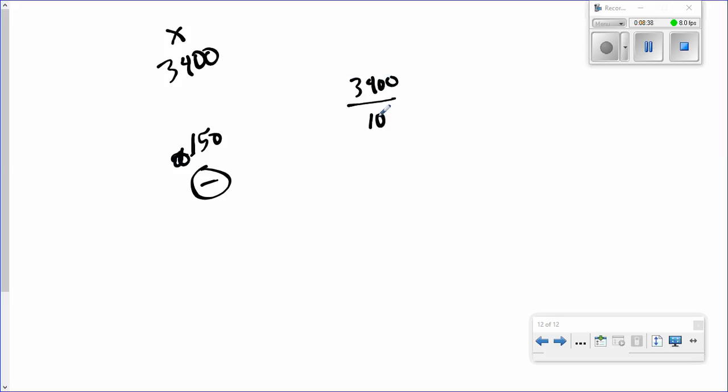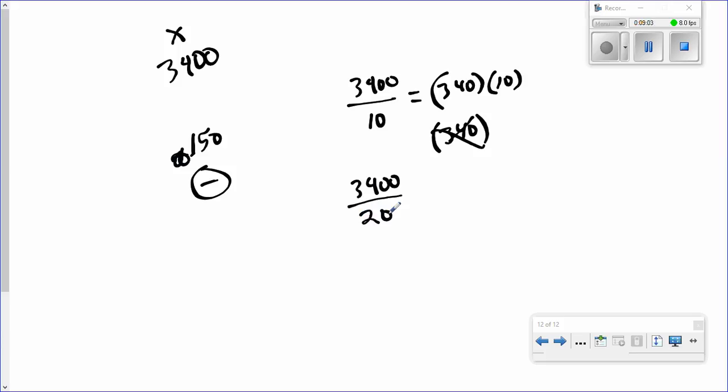3,400 divided by 10, what does that make? Well, it's 340 and 10, right? Those are your two factors. The difference between those two is like 330, so that's not close. So I'm just going to keep going with some easy ones, okay, until I find something that looks interesting. What about 3,400 divided by 20? I put that in my calculator, and guess what? I get 170 times 20.